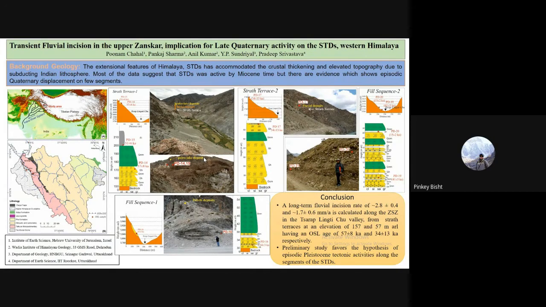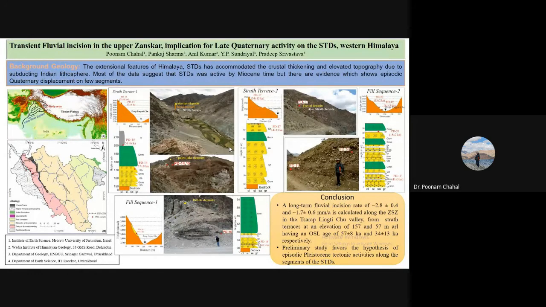I'm presenting our work on transient fluvial incision in the Upper Zanskar, implication for late Quaternary activity on the STDS in Western Himalaya. The extensional feature of the Himalaya, the South Tibetan Detachment System, has accommodated the crustal thickening and elevated topography arising due to the subducting Indian lithosphere. Most of the data suggests that the STDS was active by Miocene time, but there is evidence which shows episodic Quaternary displacement along a few segments of the South Tibetan Detachment System.